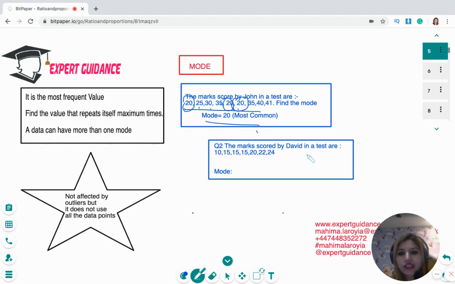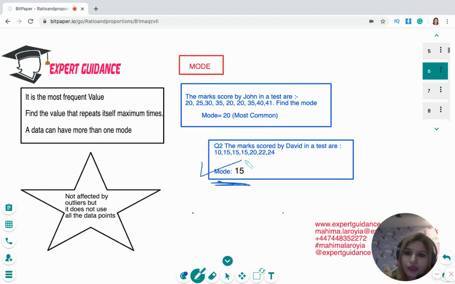Next is the marks scored by David in the test. What is the mode? You can see that 15 is the one that is repeating itself, more common, that's the mode. Again, mode is also not affected by outliers, but like the median, it is not using all the data points, so it is again not as reliable as the mean. Okay, so I hope how to calculate the mean, median, and mode is crystal clear to you.